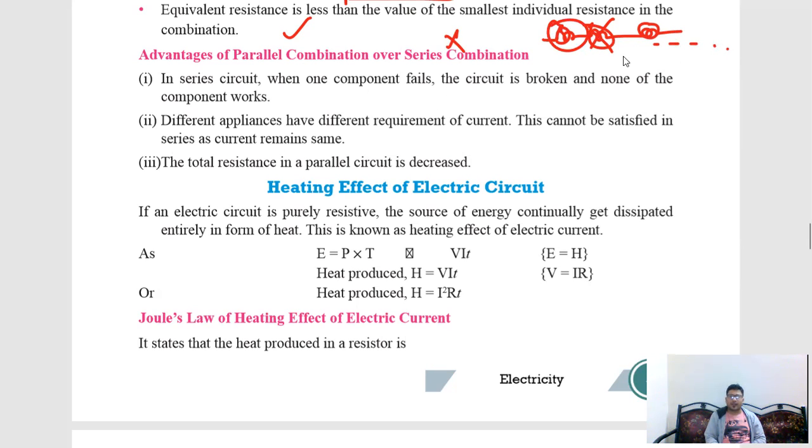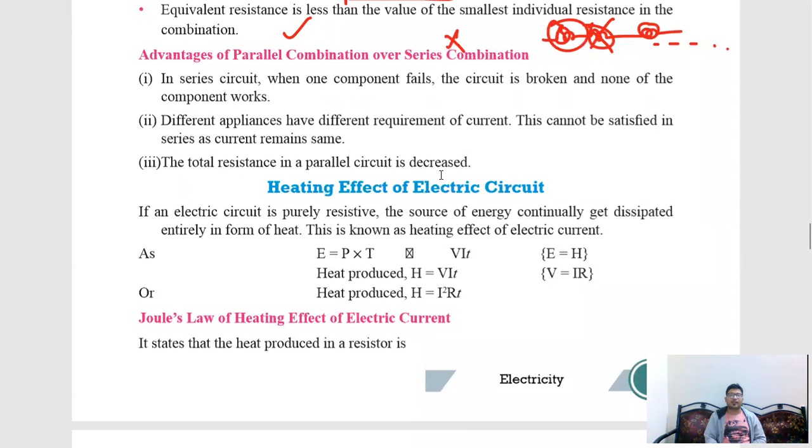But in parallel, if one is not working, the remaining bulbs will work. Different appliances have different current requirements, right? The fan will work with some amount of current, the tube light with some amount of current, your washing machine, toaster, heater, each works with a different measurement of current, so that cannot be satisfied in series. In series, that cannot be distributed.